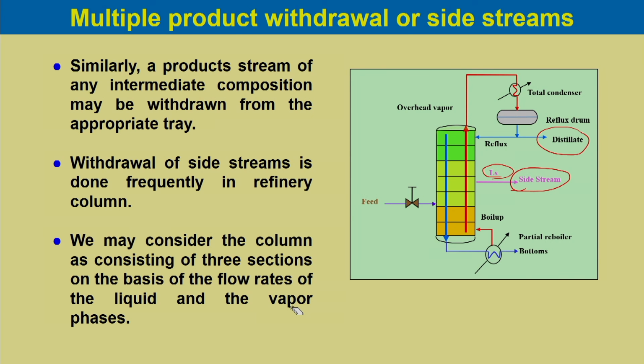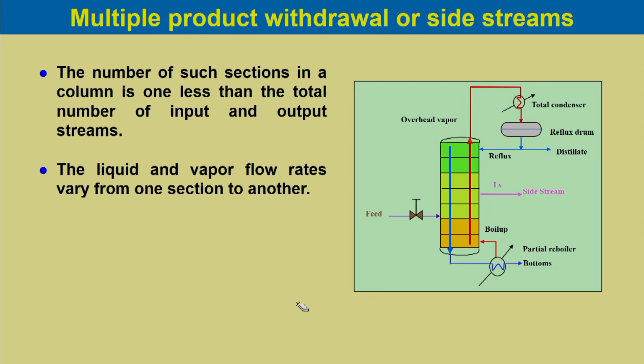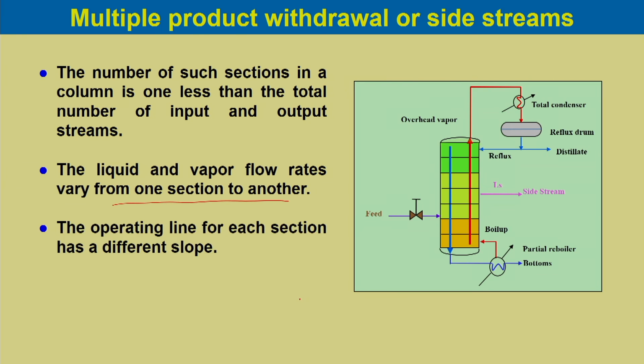We may consider the column as consisting of 3 sections on the basis of flow rates of the liquid and the vapor phases. The number of such sections in a column is one less than the total number of input and output streams. The liquid and vapor flow rates vary from one section to the other, because you have intermediate product withdrawal. So, the operating line for each section has a different slope.